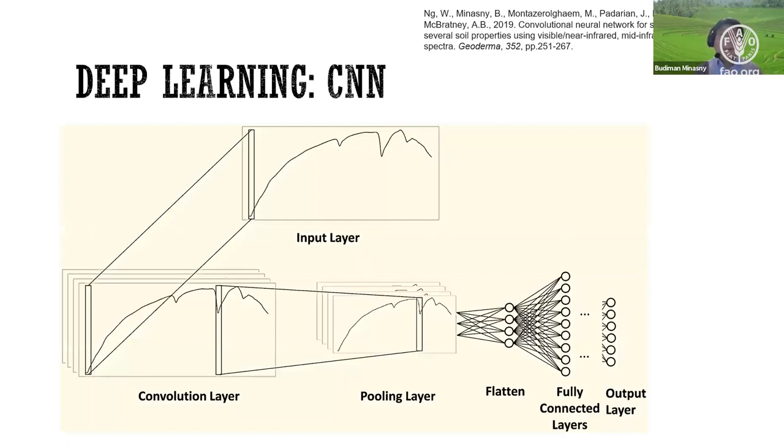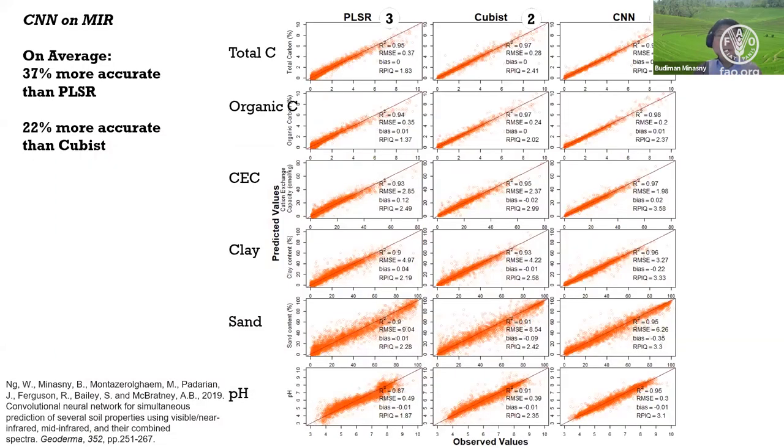The first technique that we tried is called deep learning, a convolutional neural network. It's a new technique that takes a spectra, does a sort of scanning, fits it into a neural network, and then predicts the functions. CNN is mostly used in image analysis, just like how Facebook recognizes your friend. So what we are asking is, given the spectra, how can that algorithm recognize our soil? It turns out it performs quite well.